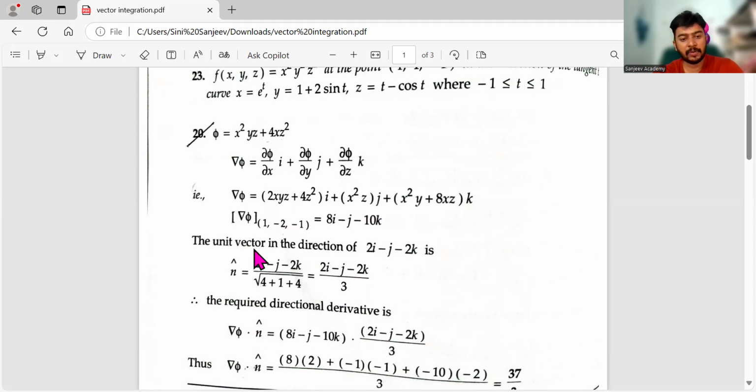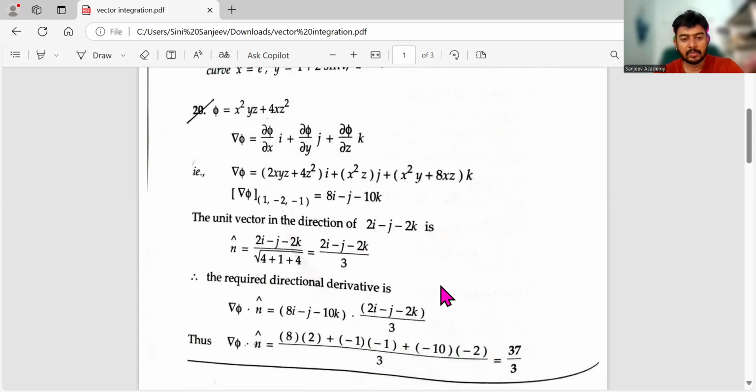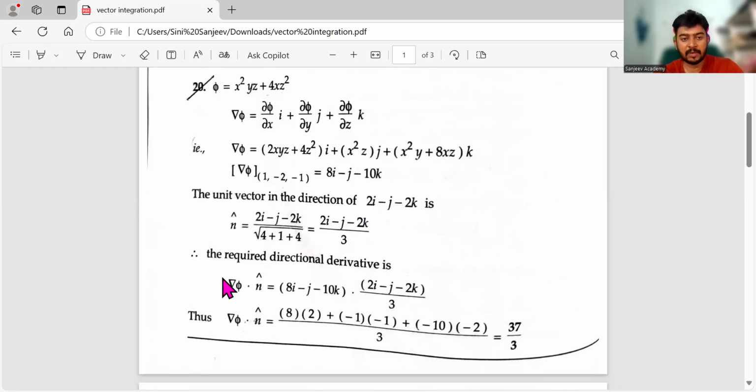Then next one is a unit vector. That is n cap, which is nothing but n vector by mod n. So already it is given, direction 2i minus j minus 2k. Just take the mod. There is root of 2 square plus 1 square plus 2 square. You'll be getting the denominator part. So the required directional derivative is nothing but whatever we got here, del phi dot n cap. That is nothing but my required answer.